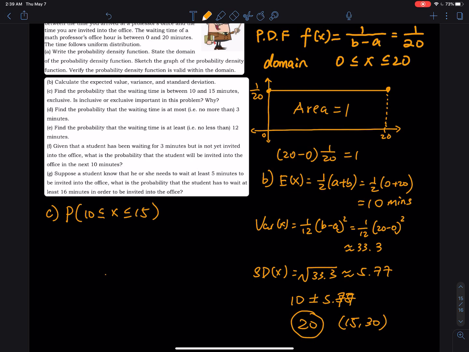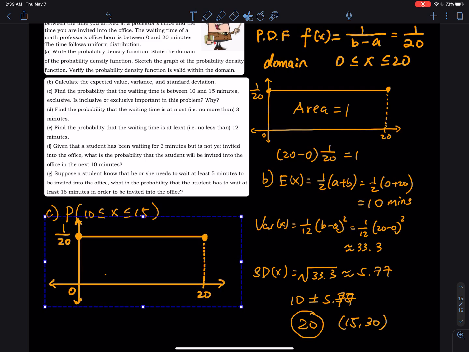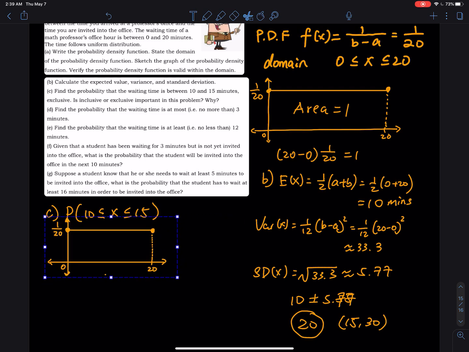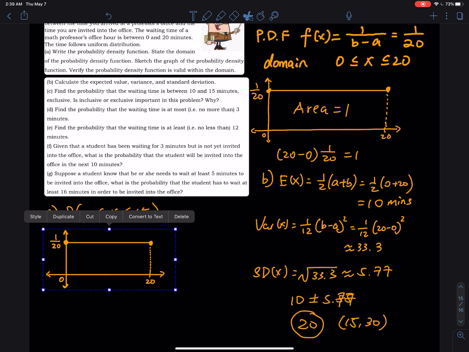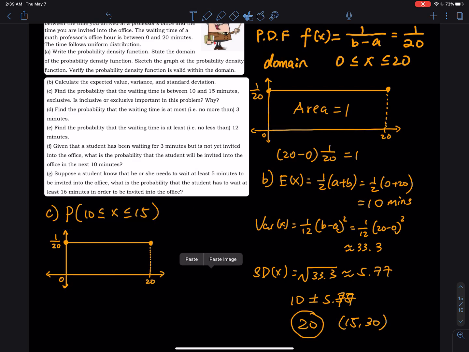So I already prepared a graph for myself. The graph I have is right here. I should make the graph smaller, and then copy that for my next problem. So 10 to 15. 10 is right here. Okay, I should go back to my pen. 10 to 15, and between them you have this area. This is the probability that we are looking for.